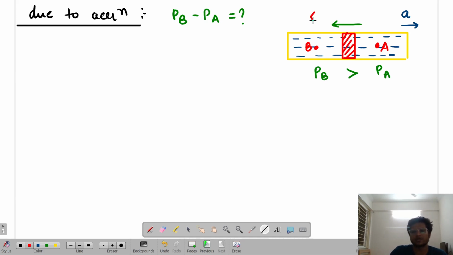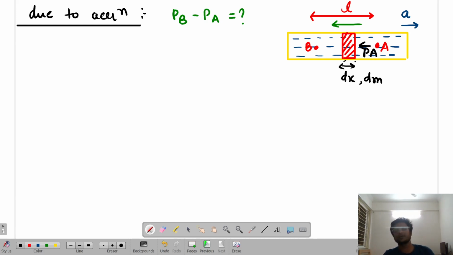From here to here, the length is L. The length gap between A and B is L. So this small length I call dx, having mass dm, isn't it? Look from this side: since the liquid is thrown backside, some pressure is applied, and that force will be pressure into A, isn't it?